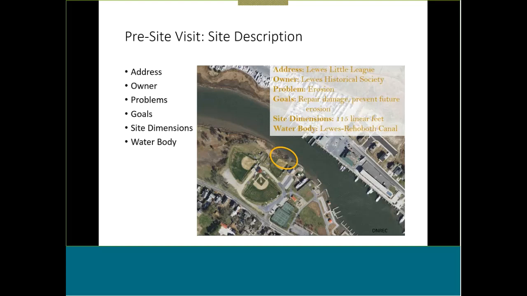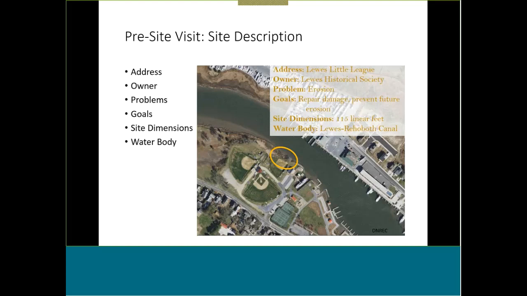The goal of this property owner, using this as an example, is to repair damage and prevent future erosion, and some site dimensions that are rough measurements using an online mapping platform such as Google Earth, or if you're sophisticated and savvy, you can use ArcGIS or some other map-based platform. This is not the time necessarily to go out and send a survey crew and get precise centimeter level site dimensions, but we're calling this a site about 115 linear feet along the shoreline.